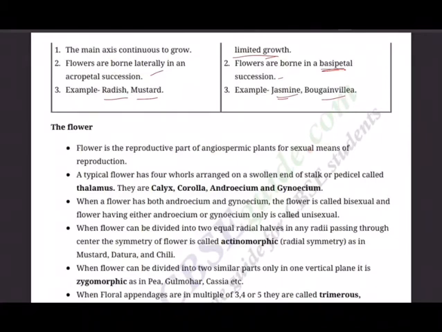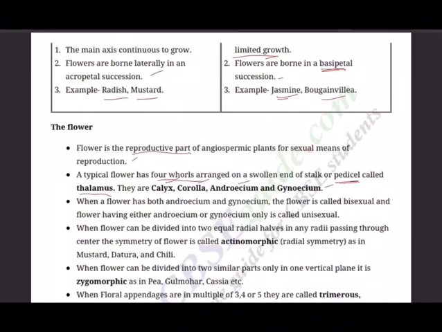Next, the flower. Flower is the reproductive part of angiospermic plants for sexual means of reproduction. So that's why we define what a flower is. Flower is a reproductive part of a plant because it contains both the gametes. A typical flower has 4 whorls arranged on a swollen end of the stalk or pedicel called thalamus, and they are calyx, corolla, androecium, gynoecium. These are the 4 whorls.